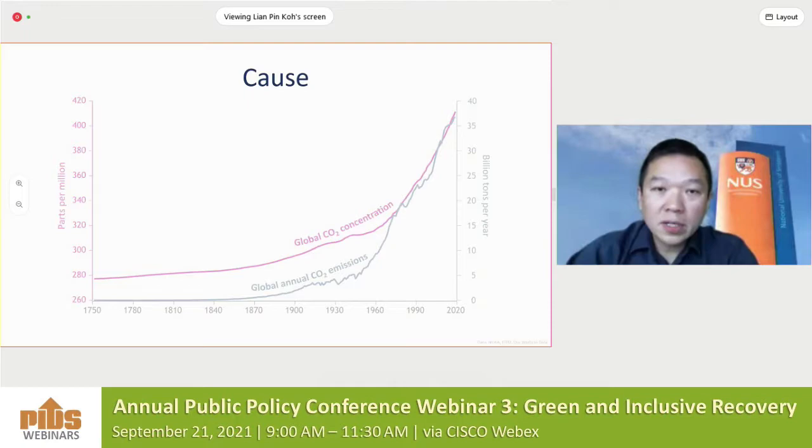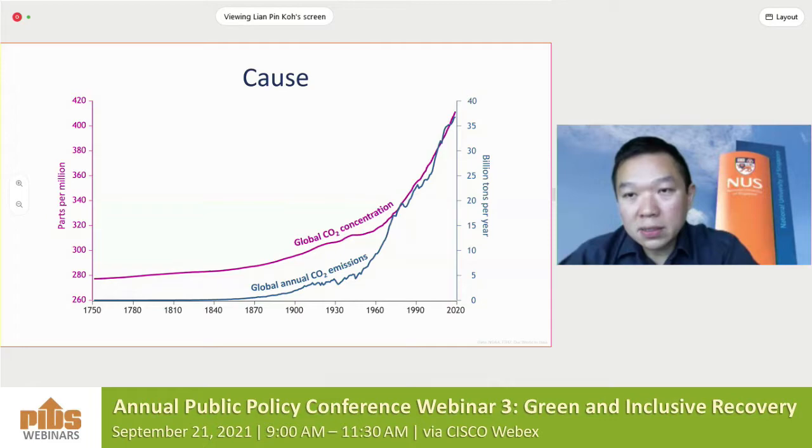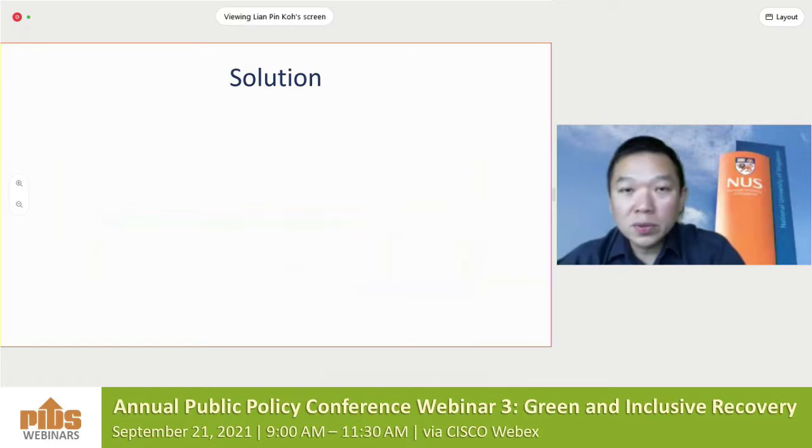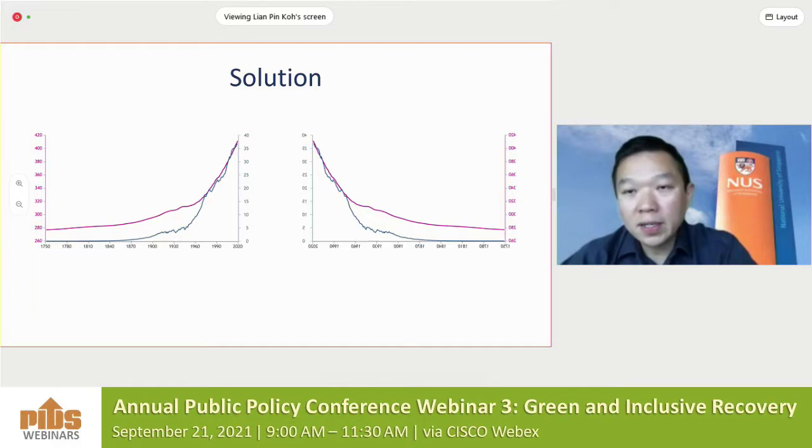It is simply the accumulation of CO2, carbon dioxide, and other greenhouse gases in our atmosphere. The blue line you see here shows global annual emissions. It is now close to about 40 billion tons per year. The pink line shows global carbon dioxide concentration. It is now over 400 parts per million in our atmosphere. So we know the problem, we know the cause of the problem. I think we actually also know the solution. We basically have to reverse what we had done in the past 170 years by reducing our emissions to effectively zero.